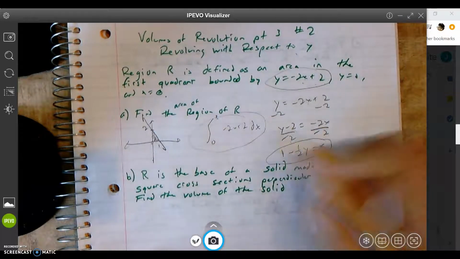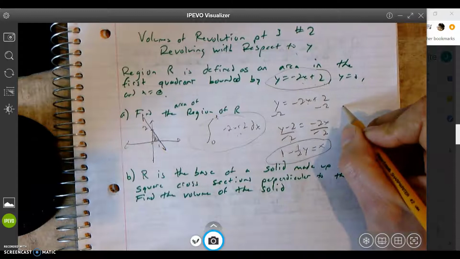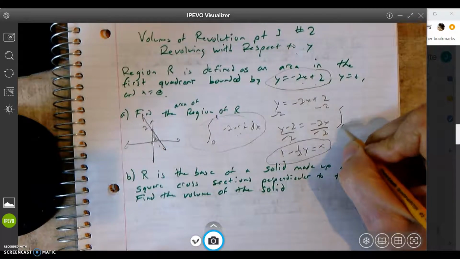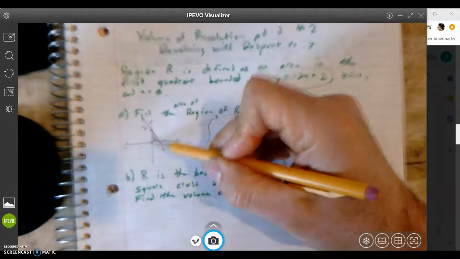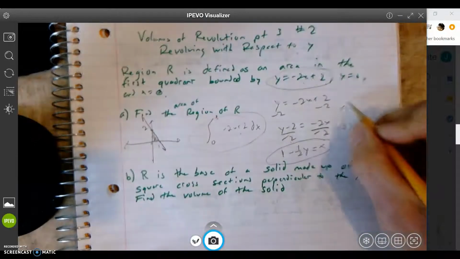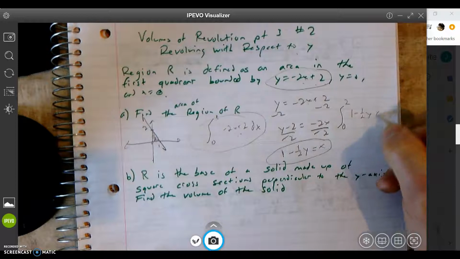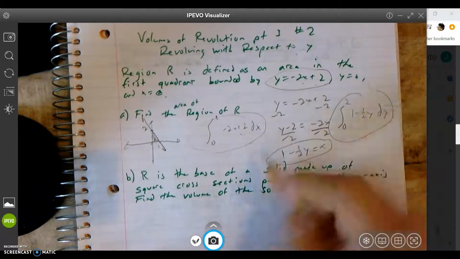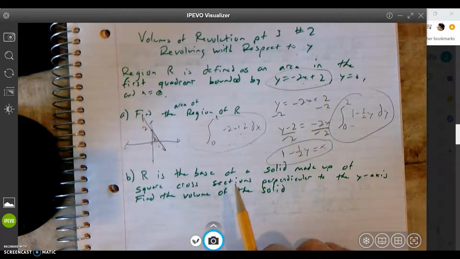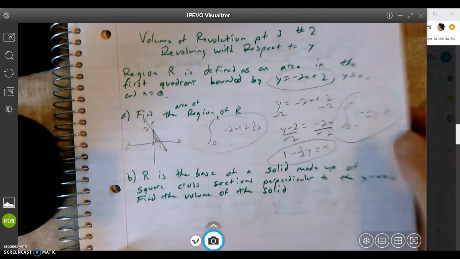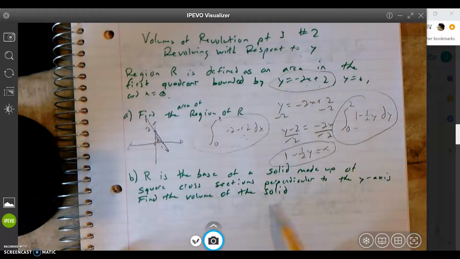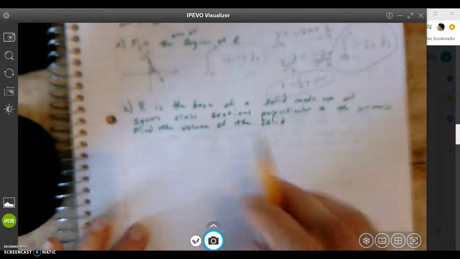So another way you could express it and get the same answer, remember when, is the integral between 0 and 2, if you're doing respect of y, of 1 minus 1/2 y dy. So both of these would yield the same answer. Okay, so now we're going to use this part right here for what is coming up now.